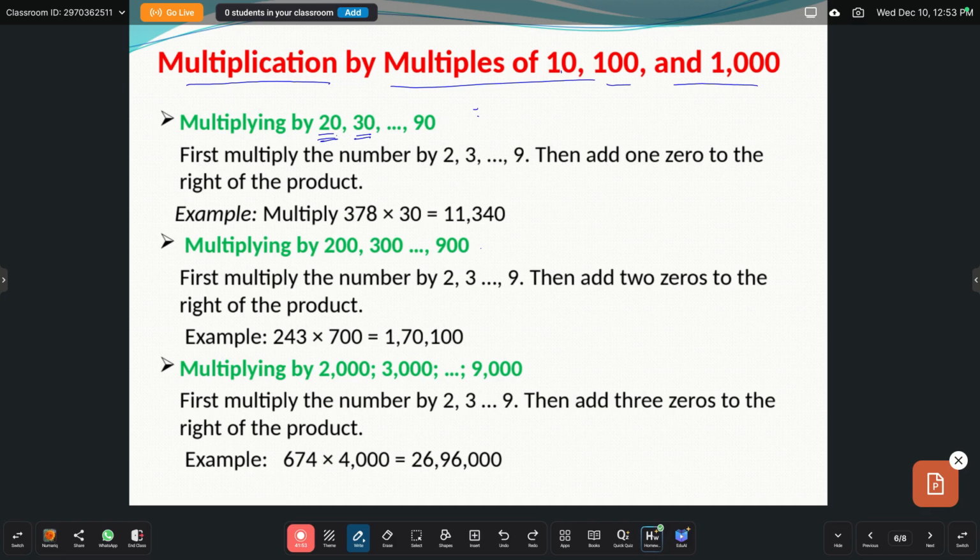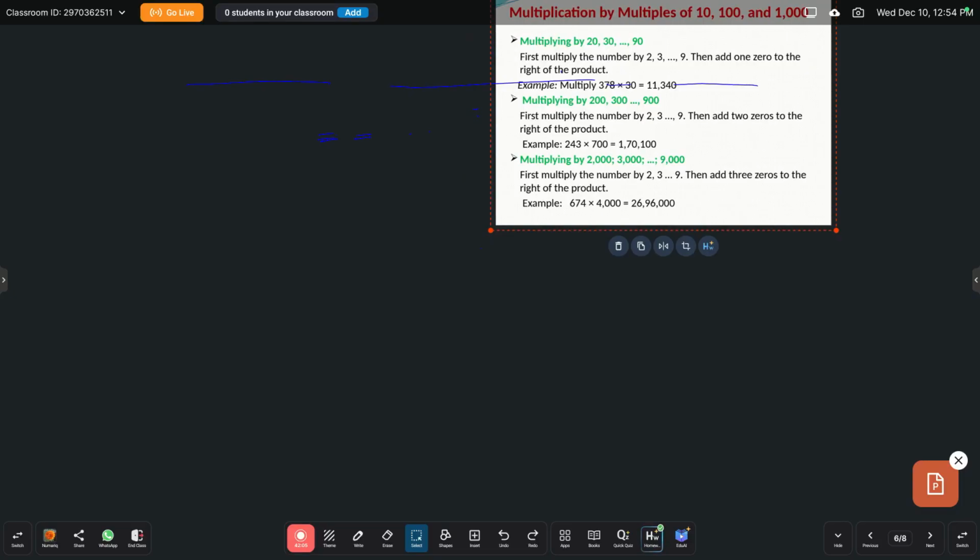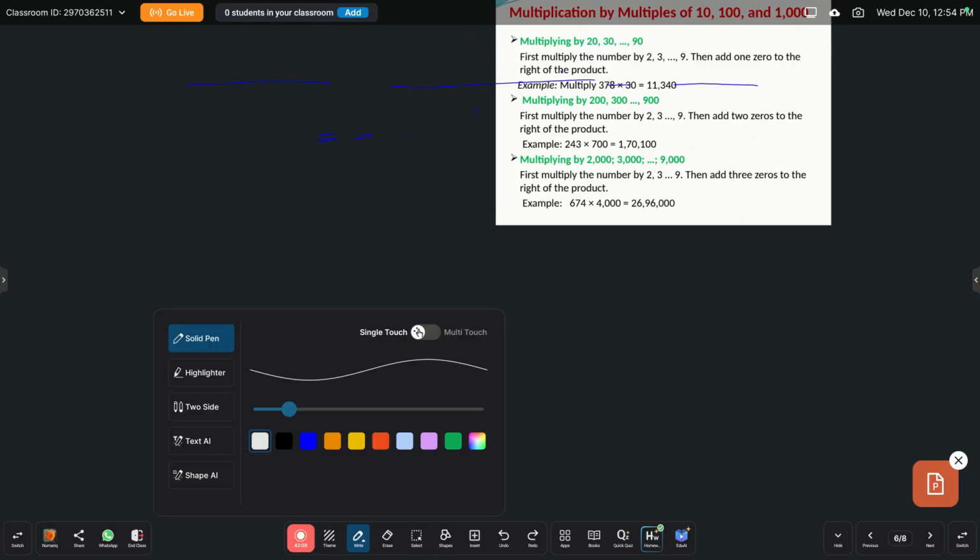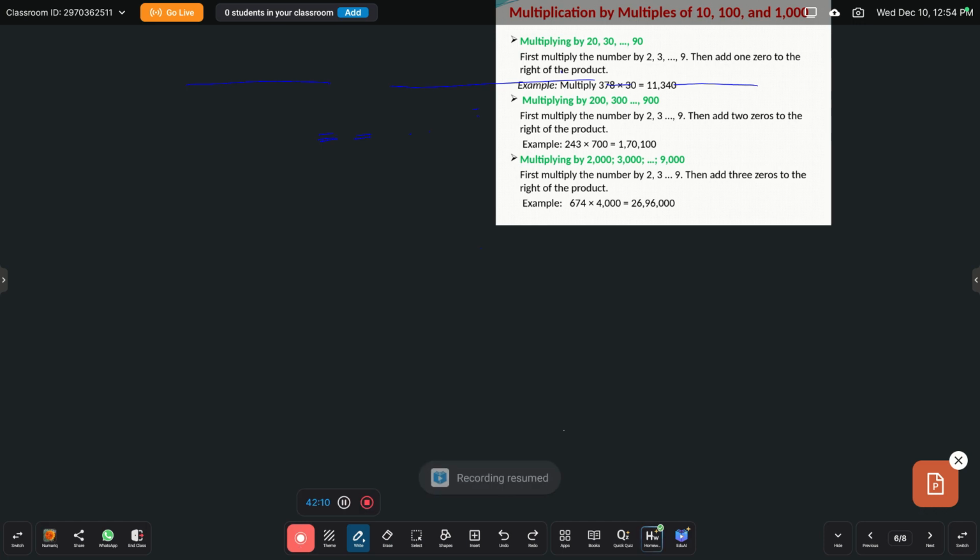Whenever you have to multiply any number by the multiples of 10, like 20, 30, 40, 50, 60 up to 90, see, here I will take a number, that is 43, and I have to multiply it by 20. What is 20? 20 is a multiple of 10.